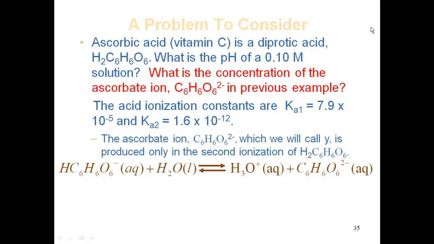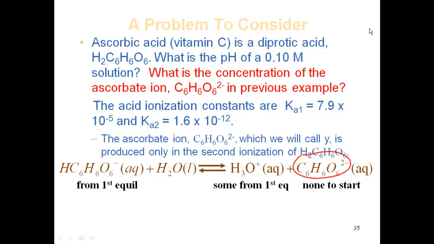Well, it wasn't part of the first equilibrium. It's only part of the second equilibrium. So we need to find it in that second equilibrium. We need to go through the first one and then do the second one. We already did the first one, and from it we know the concentration of our hydrogen absorbate ion, and we also know the hydronium ion concentration coming from that first equilibrium, and we know we have none of that absorbate ion to start with, which is what we're looking for. So we do the same calculation with the second equilibrium.